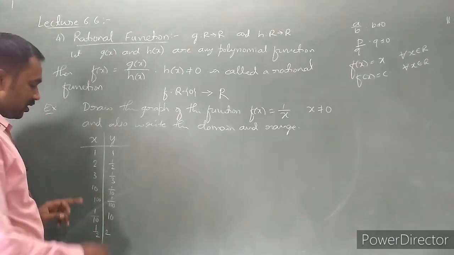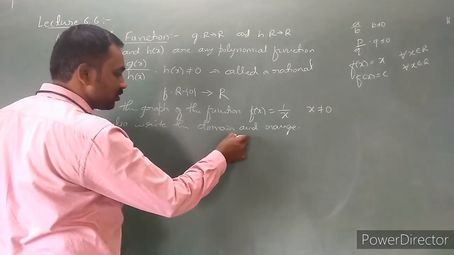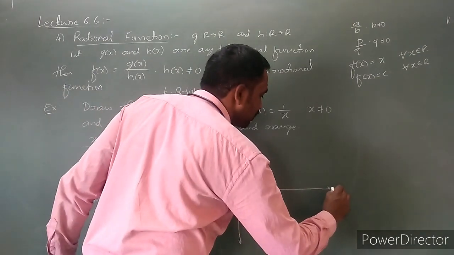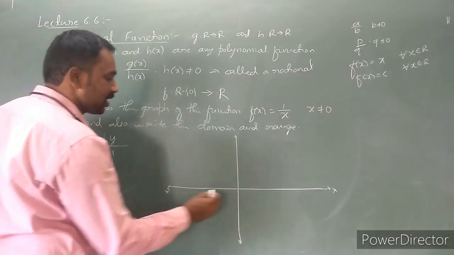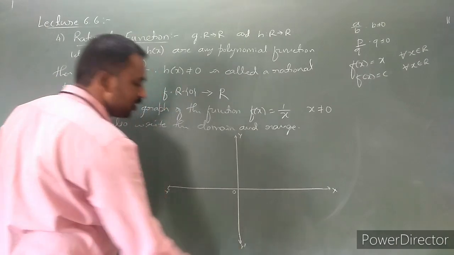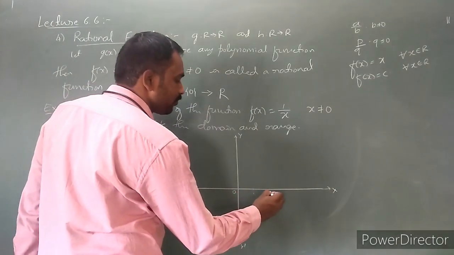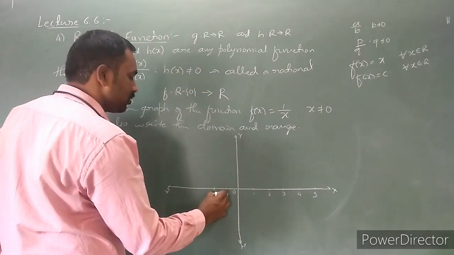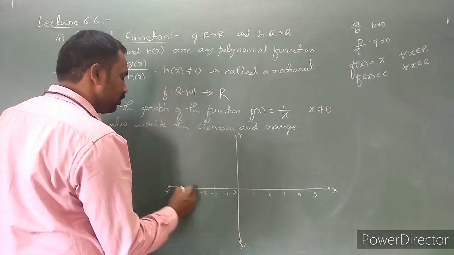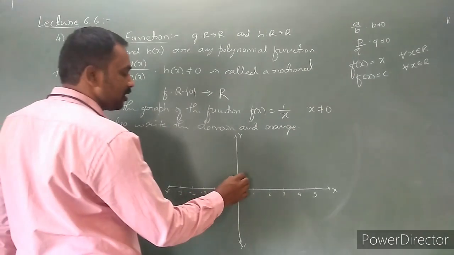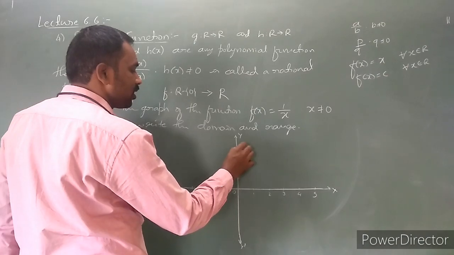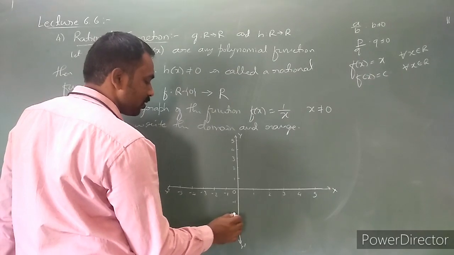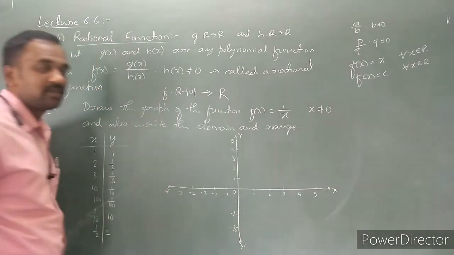Now, instead of taking the negative values, I just directly move to the graph of the function. Later you can take the negative values. This is the x-axis, negative side of the x-axis, y-axis, negative side of the y-axis. Here 0, 1, 2, 3, 4, 5 and so on up to infinity, minus 1, minus 2, minus 3, minus 4, minus 5 and so on up to negative infinity. And here 1, 2, 3, 4, 5. Here minus 1, minus 2, minus 3 and so on up to negative infinity.